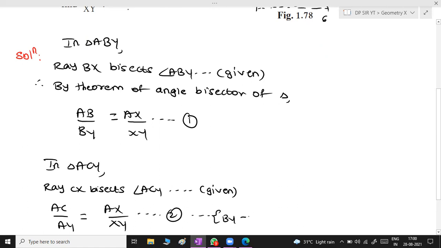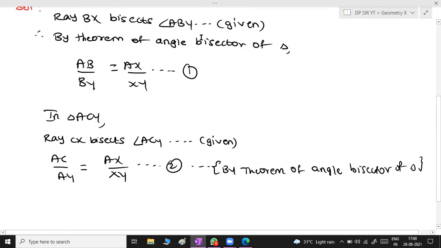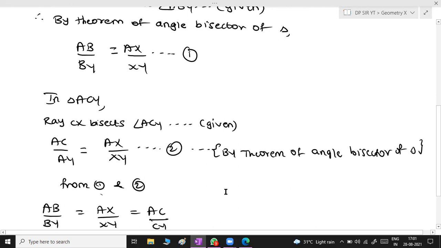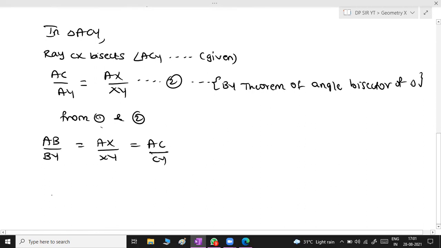By theorem of angle bisector of triangle. Okay, then coming to it, let's check from 1 and 2 if I am getting some equalities. From 1 and 2, I get AB upon BY is equal to AX upon XY is equal to AC upon CY. So this is what I am getting. Let's substitute the values.